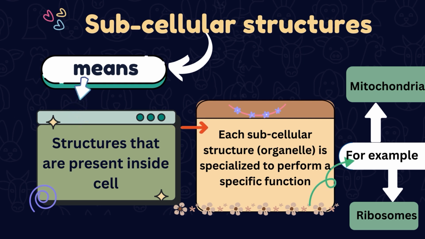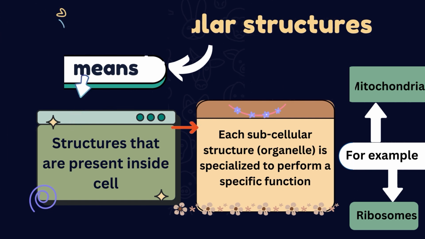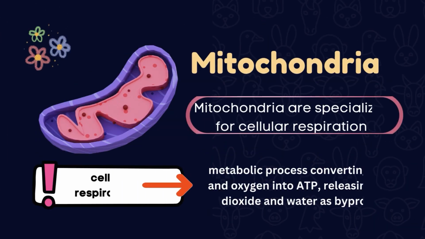What are subcellular structures? Subcellular structures means the structures that are present inside the cell. Each subcellular structure, that is also called an organelle, is specialized to perform a specific function. For example, mitochondria and ribosomes. These are the organelles that are present inside the cell and perform specific functions.